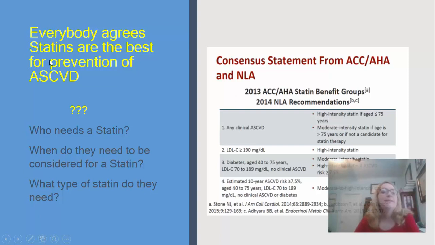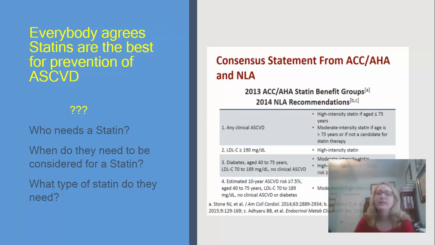Everybody agrees statins are the best for prevention of ASCVD. Okay, so there's no question about that. So you've got some questions to ask yourself. Who needs a statin? When do they need to be considered for a statin? And what type of statin do they need to be on? Those are questions you need to ask yourself when you're thinking about the test, when you're thinking about prescribing for patients, when you're thinking about certification. Those are things you're going to need to know.